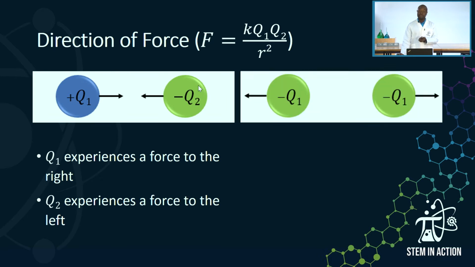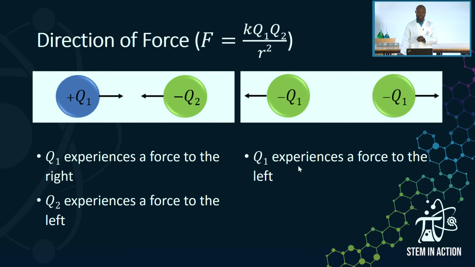So in the second scenario, we have like charges, and both charges are negative. We have Q1 and we have Q2. And what happens is that Q1 experiences a force to the left because it is being repelled by Q2, and Q2 experiences a force to the right because it is being repelled by Q1.